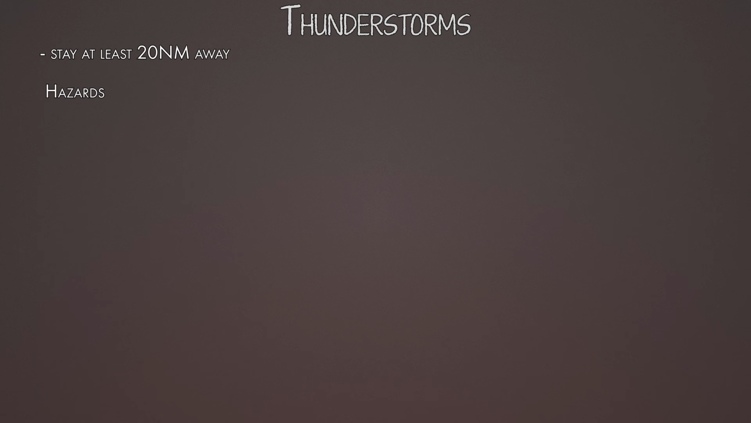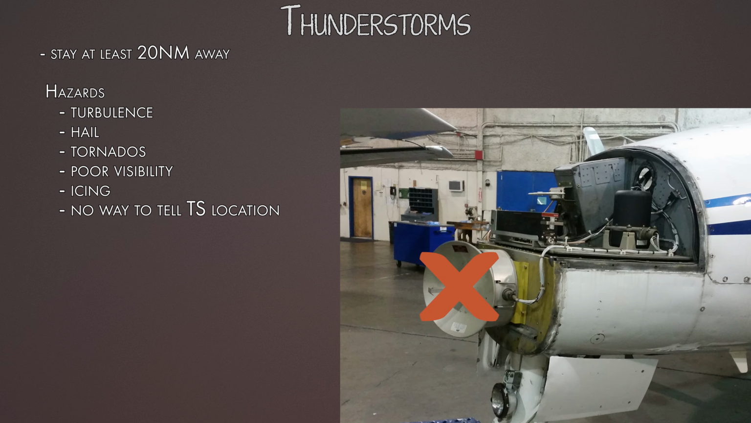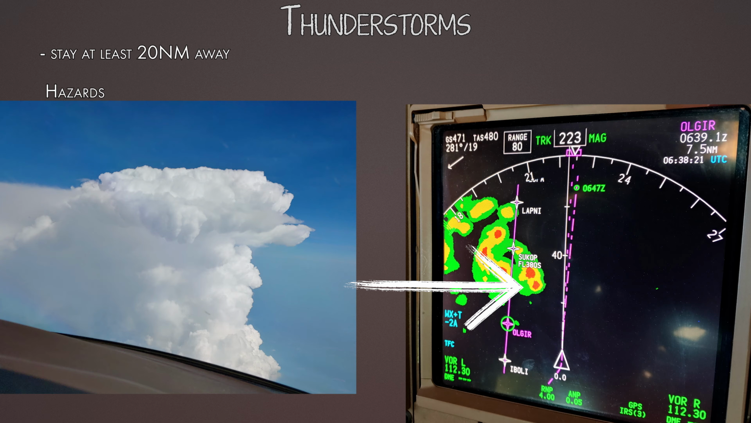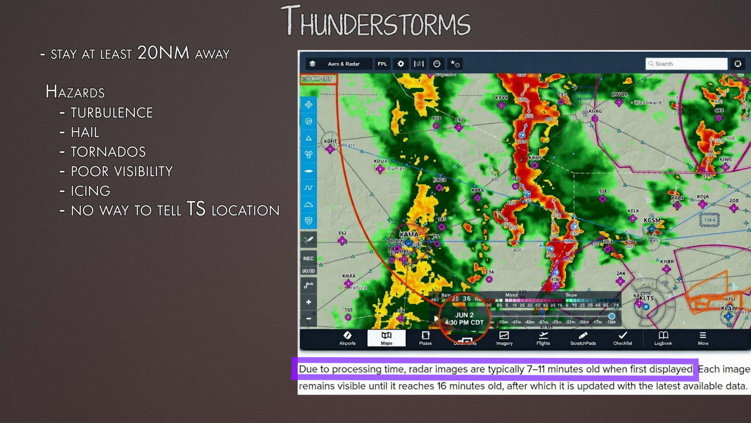Some other hazards worth mentioning: turbulence, hail, tornadoes, terrible visibility, lots of water, icing. Also, smaller aircraft are usually not equipped with weather radar, so you don't know where the thunderstorms are. And when you say, "Oh, I can use my ForeFlight," that can be minutes behind, and that's assuming that you have a connection. One final note on thunderstorms.